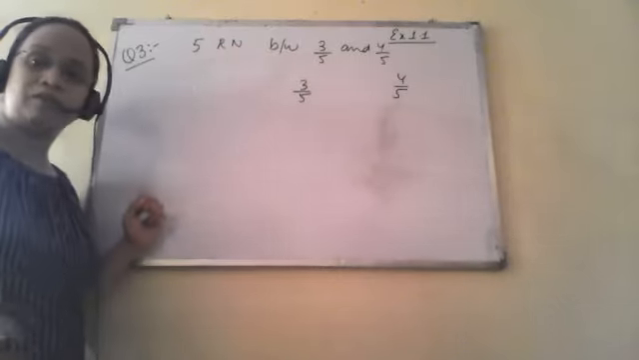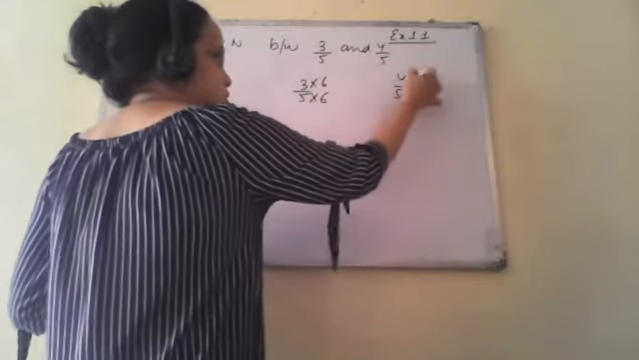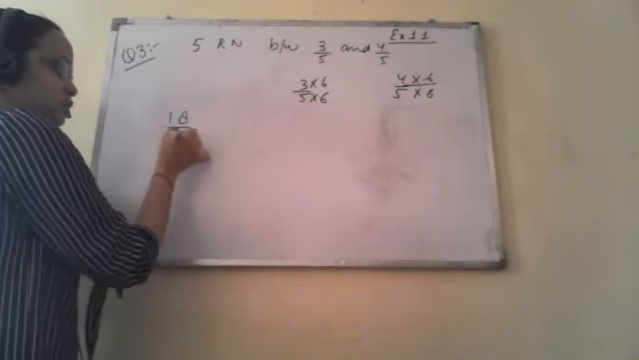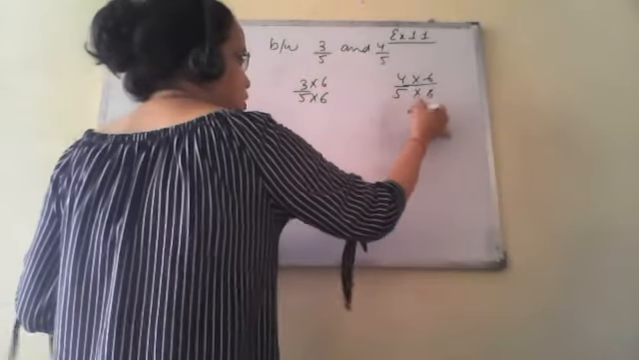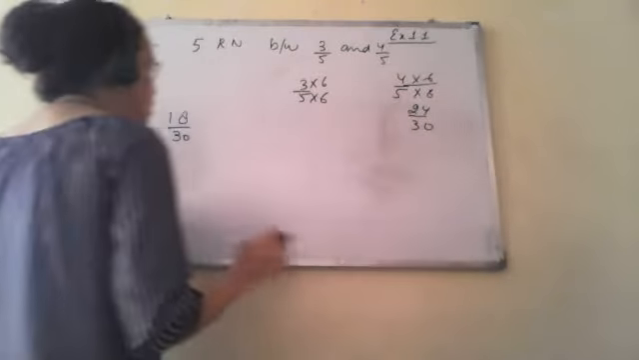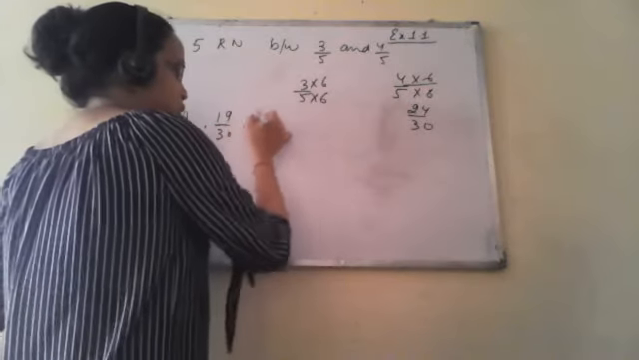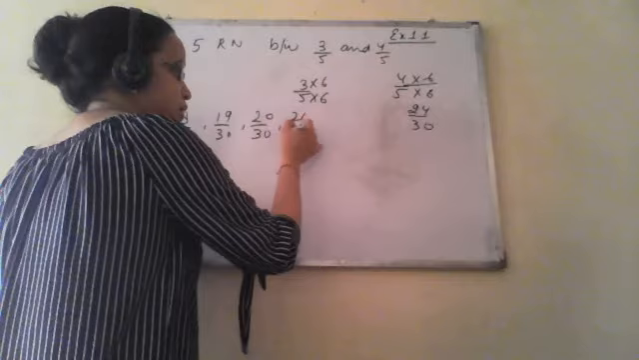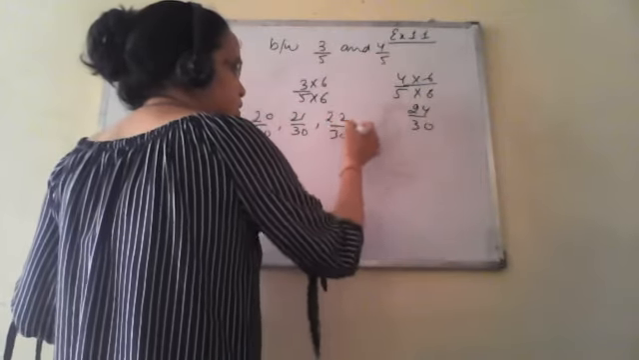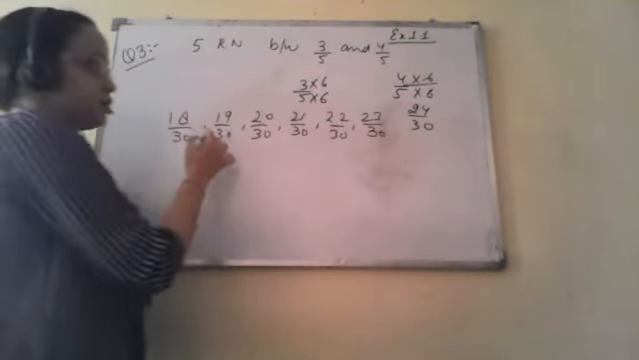So here we have to find 5 rational numbers. So we will multiply by the next number, that is 6 over 6. So this fraction will become 18 upon 30, and this will become 24 upon 30. Okay, we have to find between 18 upon 30 and 24 upon 30. So these are 19 upon 30, 20 upon 30, 21 upon 30, 22 upon 30, 23 upon 30. Okay. So now these are the 5 rational numbers.